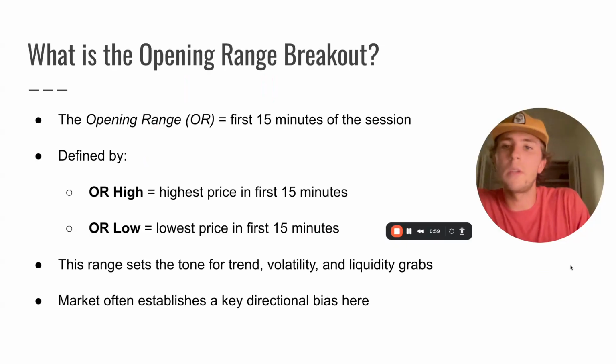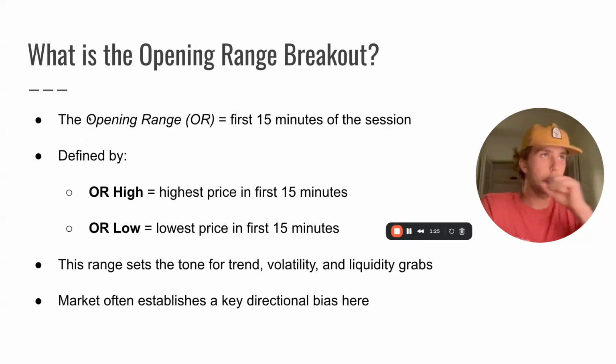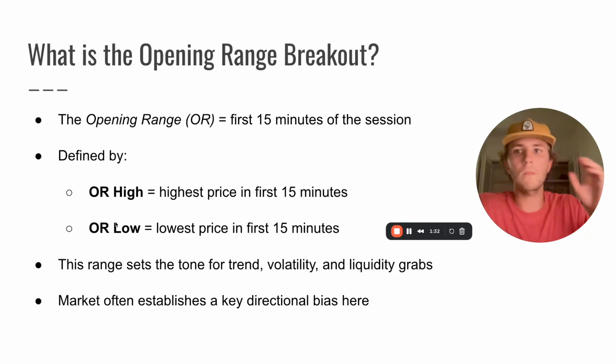One of the first things that you need to do on a daily basis, when you log into whatever prop firm, chart, or brokerage that you use, if you're doing the opening range breakout strategy, is to mark out the highs and the lows from the 15-minute open. Okay, so if you're trading London, or 9:30 New York time, you'll mark out the high and the low of the first 15 minutes of the candle. As you see on here, the opening range (OR) is the first 15 minutes of the session. This is defined by the opening range high and the opening range low. In the next slide, I will show you a picture of what that looks like.